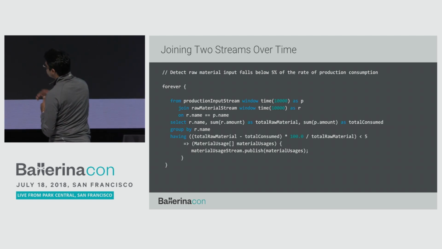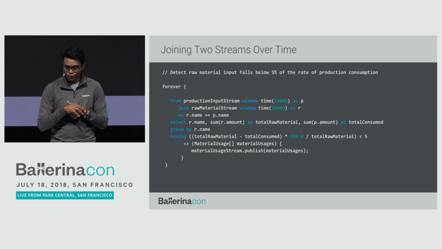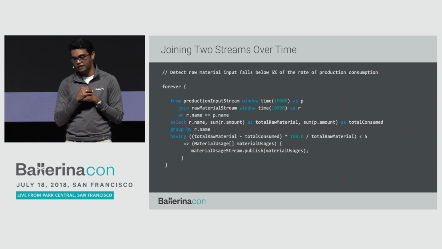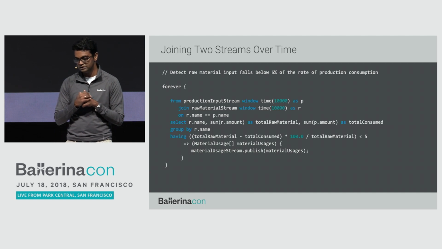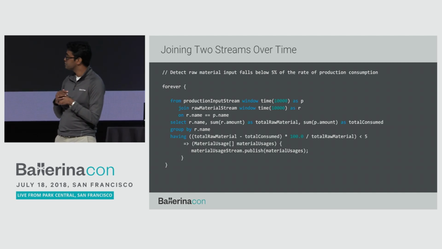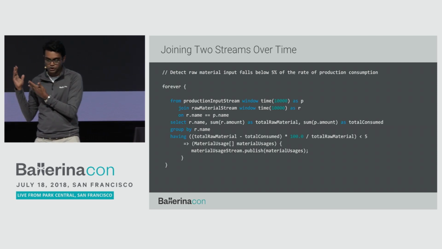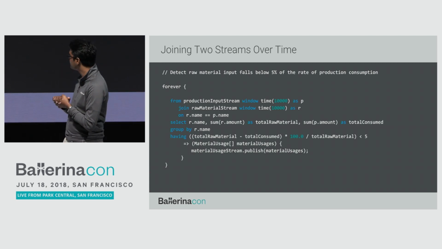So this is a simple forever block that basically does that. So we have a production input stream, and I'm going to just look at the last 10 seconds of that and the rate of consumption in the last 10 seconds. And at the same time, we are joining that with the raw material stream. So this is similar to a join in a table. So we can also do joins in tables in a similar way, which we have not covered here apparently.